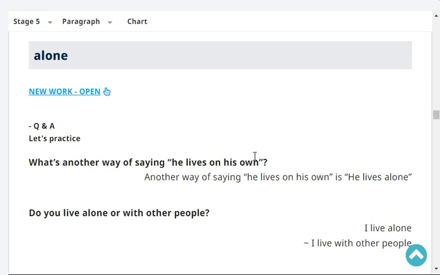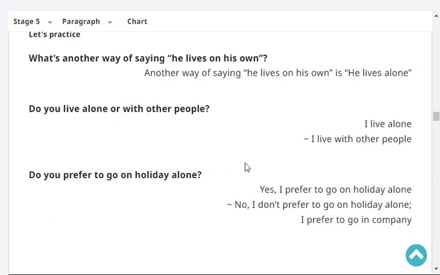What's another way of saying he lives on his own? Another way of saying he lives on his own is he lives alone. Do you live alone or with other people? I live with other people.